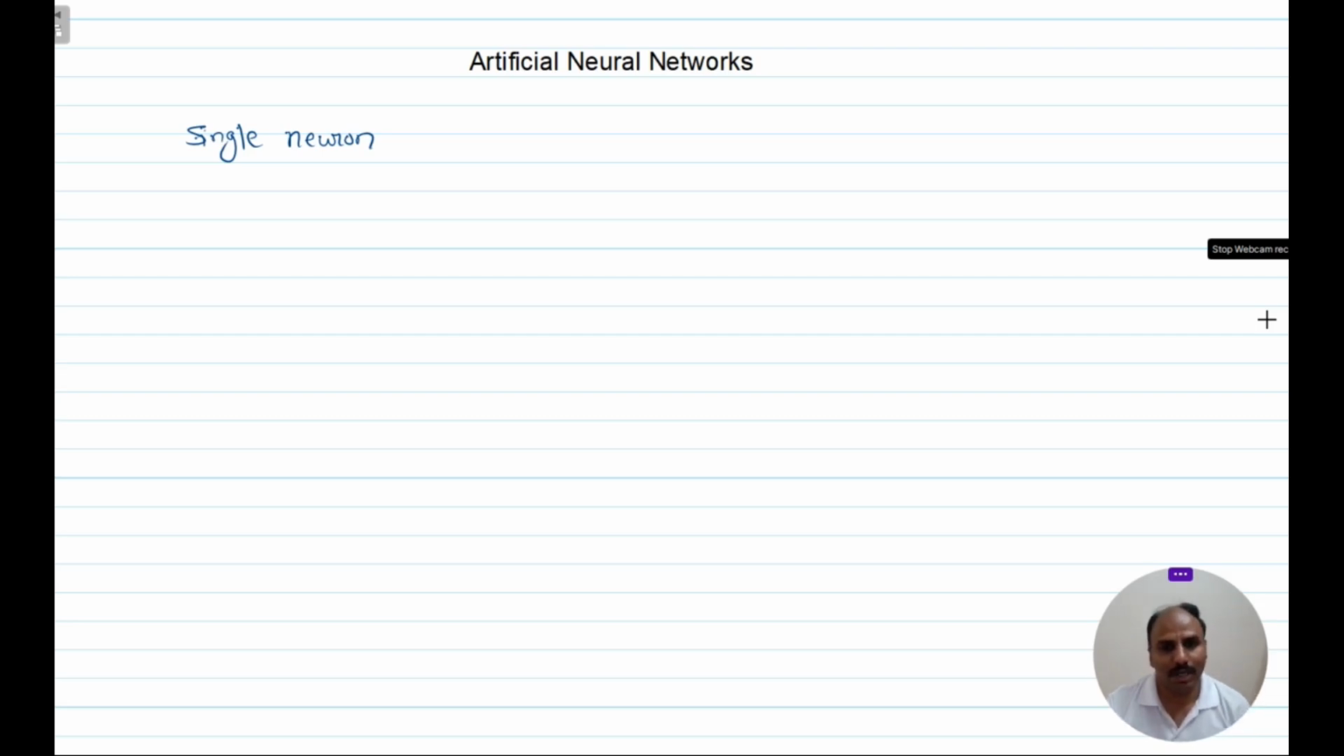What is meant by an artificial neural network? For example, our brain can perform enormous activities. If I take the neurons in our brain, there are around 80 billion. These 80 billion neurons are interconnected with each other, and these neurons store energy and information. It can perform different tasks.